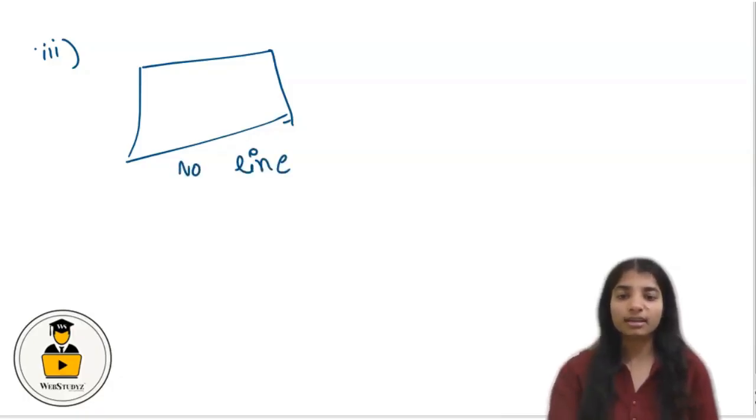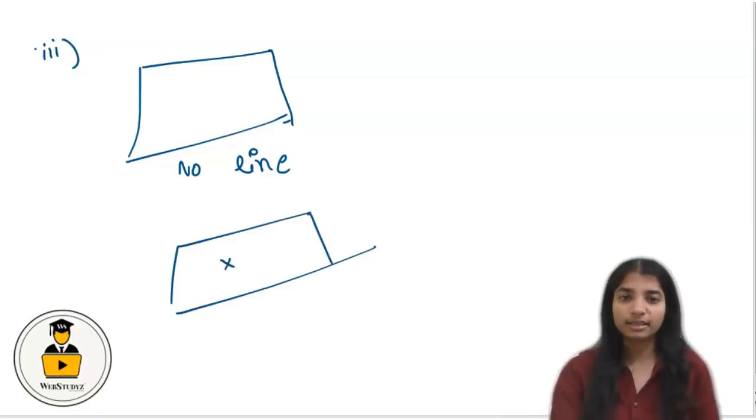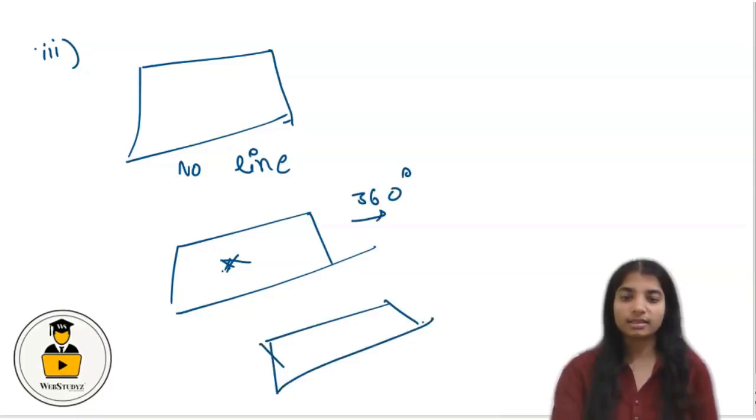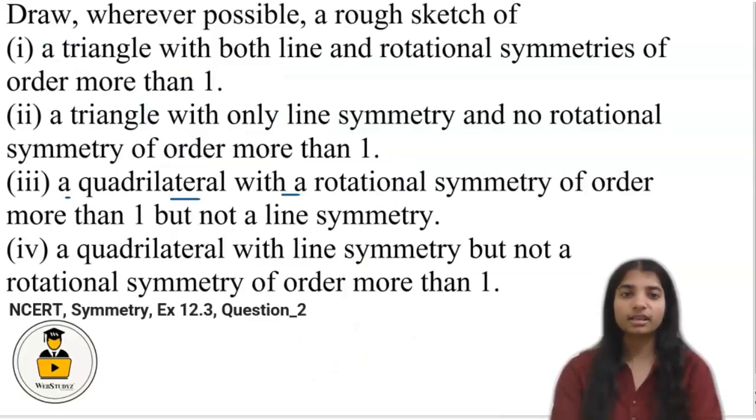But if we rotate this figure, let's say this is its center, let's say this is our quadrilateral. If we rotate this by an angle of 360 degrees, we get this figure again. So we can say that this has a symmetry of order 1. So we can say that this is a quadrilateral with rotational symmetry of more than 1. This is the answer to part 3.